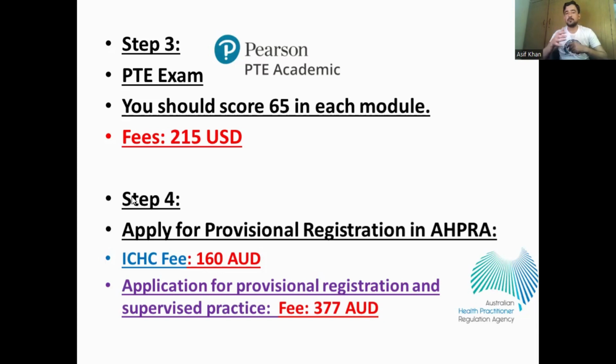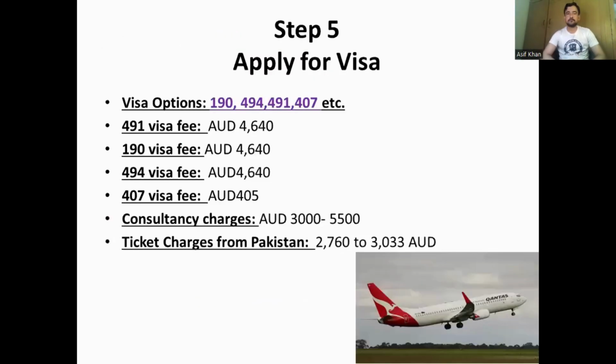And then you will apply for the provisional registration and supervised practice. You will fill a form. I will explain all the steps of how you will apply for the provisional registration in the next video. And so the fee for this is 377 Australian dollars. Okay, so after provisional registration, then you will apply for the visa. So what are the visa options?